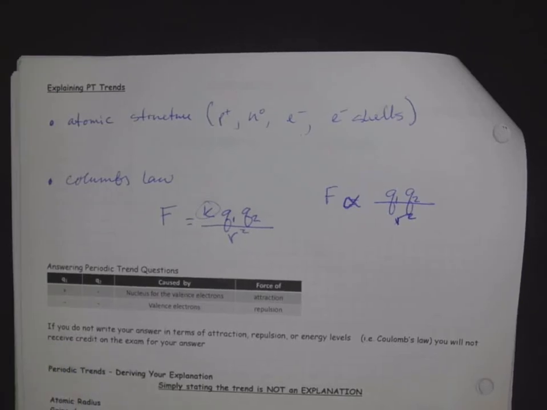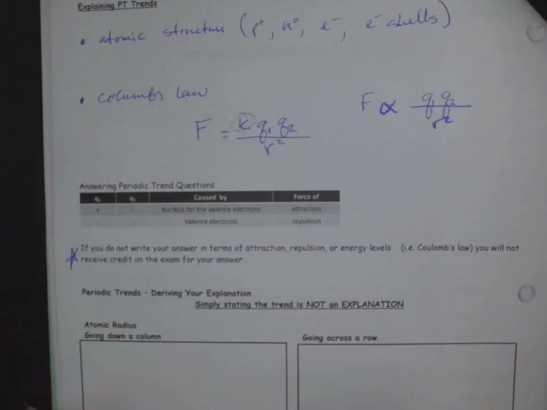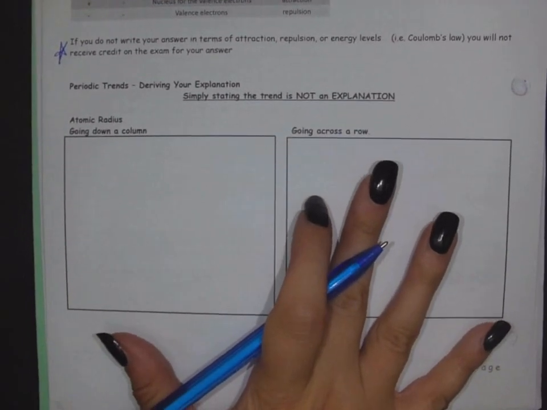So if you do not write your answer in terms of attraction, repulsion, or energy levels, you will not receive credit. And they really are explicit. They will tell you, give me an answer addressing atomic structure or using Coulomb's law. So make sure you read the question. You don't just talk about the trend, you explain it. Great. So let's talk about this for a second.